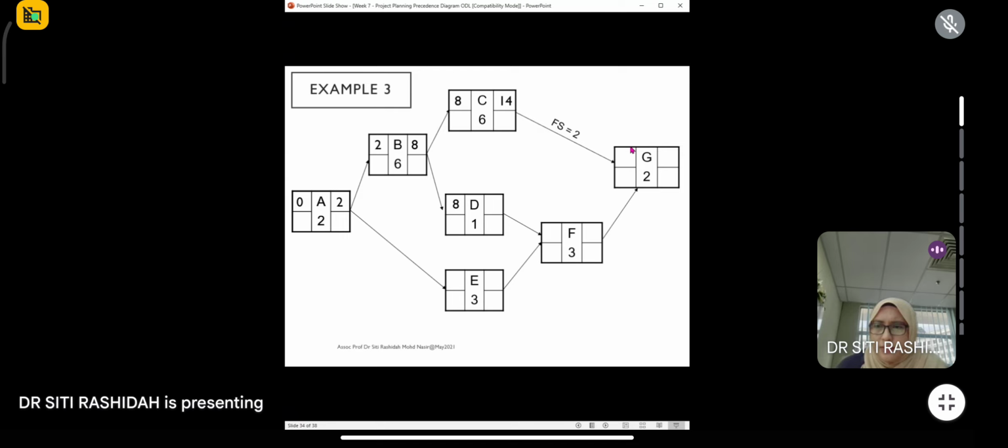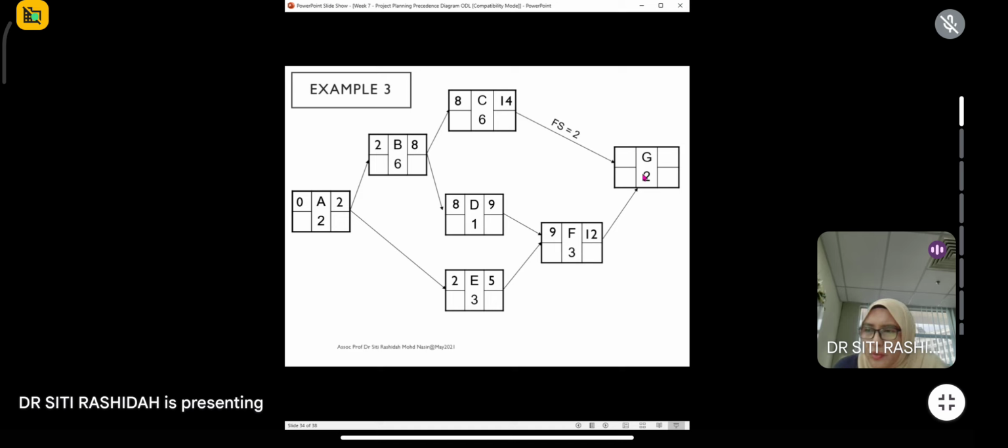And this is finish start. Okay, finish start maksudnya finish of this, start of this. So, 14, tak boleh. Kita buat yang ni dulu. 8 campur 1, 9. Ya? So, yang ni 2. 2 campur 3 adalah 5. So, antara 9 dengan 5, kita nak letak berapa? Kita ambil yang paling tinggi, which is 9. 9 plus 3 is 12.